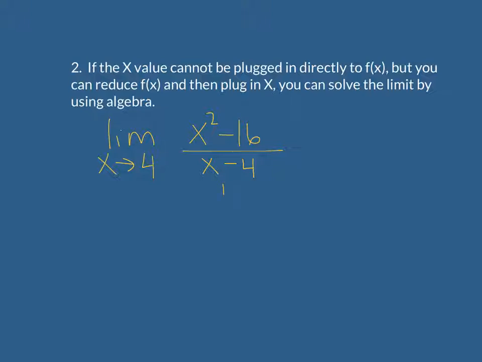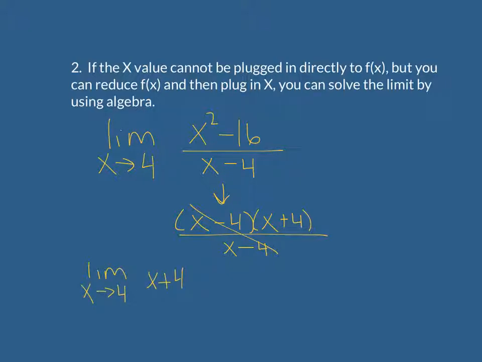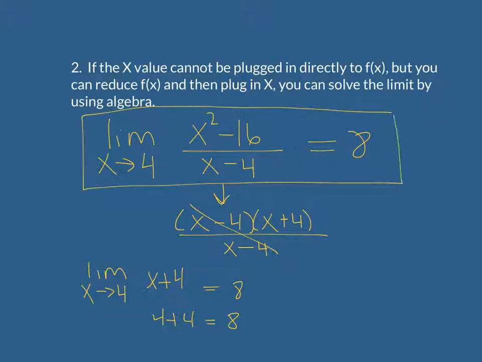So if I take this function right here, let's factor the top, and if the bottom could be factored, factor the bottom. Whoops, sorry. x minus 4. Then we could cancel the x minus 4's out, and what we end up with is the limit as x approaches 4 of just x plus 4. Now I can plug 4 into that function. It would just be 4 plus 4, which equals 8. So that means that the limit of this function approaches 8.